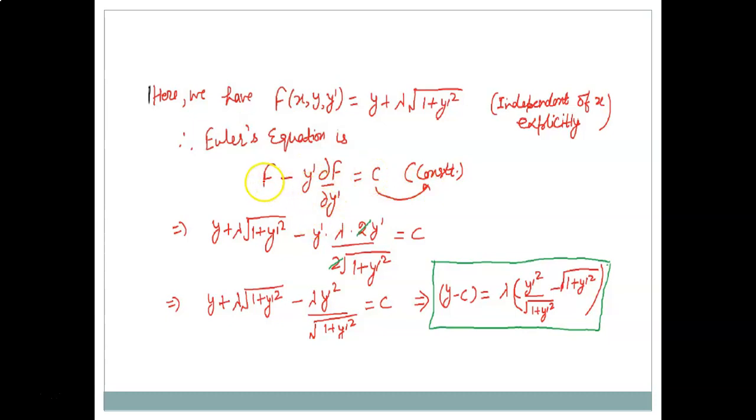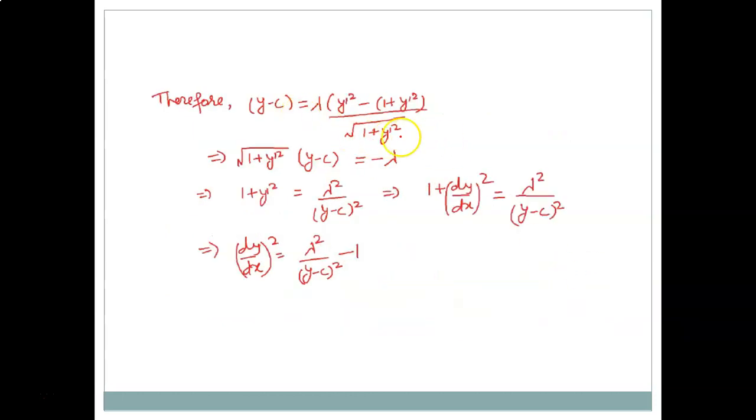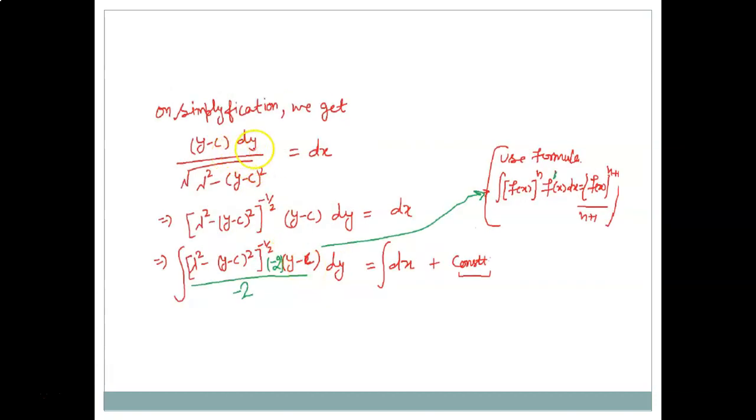Now we substitute the value of F equal to this quantity, then y dash is here, and the partial derivative with respect to y dash is this quantity, 2 goes with 2. So ultimately we are left with this type of equation. After further simplification, we get this form. Again, further simplifying this, we obtain y minus c equal to this quantity, and finally 1 plus y dash square is this quantity. Now y dash means dy by dx, so we write in this form. Further simplification gives rise to (y minus c) dy and this quantity dx.